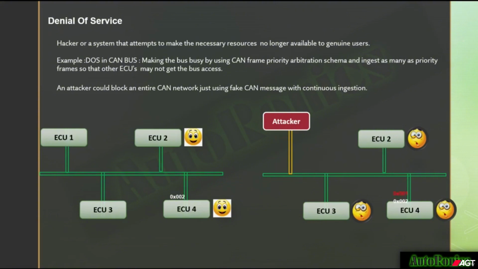Here the example uses 002 because it is the lowest possible arbitration ID. Those who know arbitration can easily understand, because arbitration works in such a way that the message with the lowest arbitration ID wins the bus. So if he finds the lowest possible arbitration ID, he can ingest the message multiple times so that the ECUs looking for other information from different messages for critical functions may not get bus access. Thus he can hack the vehicle. Clear?